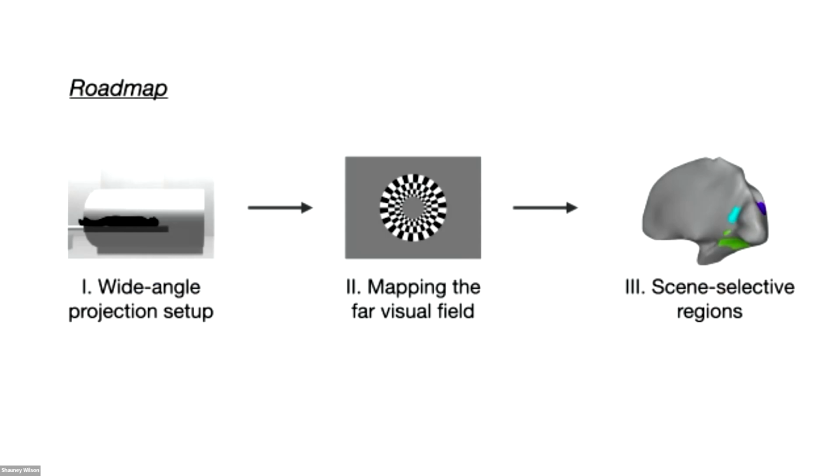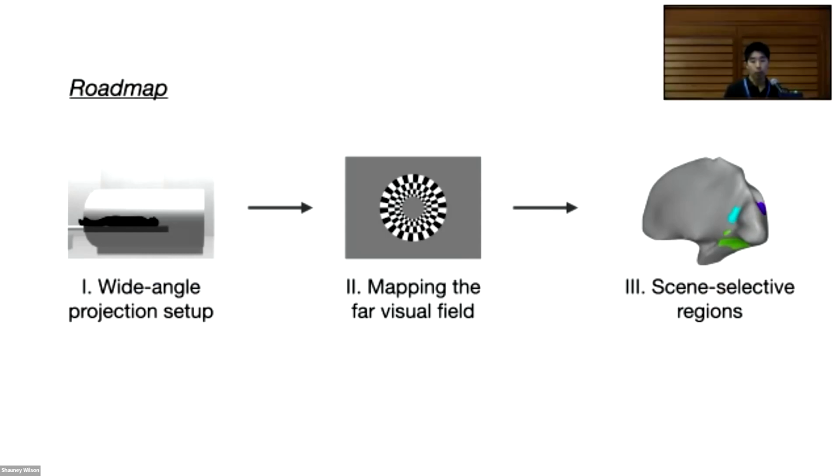So in this talk, I'm going to first tell you about how we achieve the wide-angle projection at the scanner, and then show you how we use this setup to map the far visual field. And then I'm going to discuss the classic scene regions.